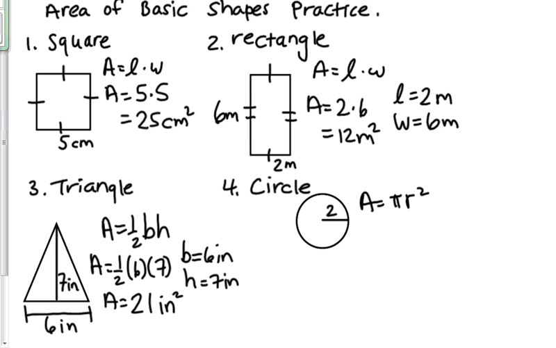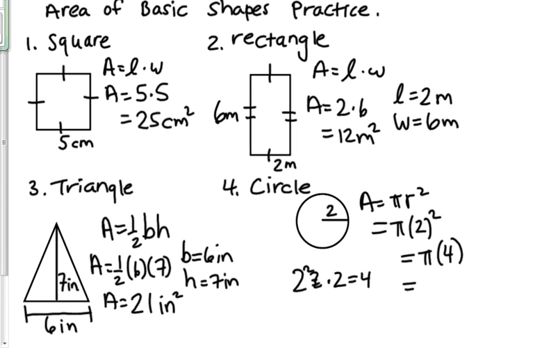The area of a circle is pi r squared. Pi, and then my radius is equal to 2. And then you square that. 2 squared is the same thing as 2 times 2, which is equal to 4. So the area is equal to pi times 4. And so my answer is going to be 4 pi.